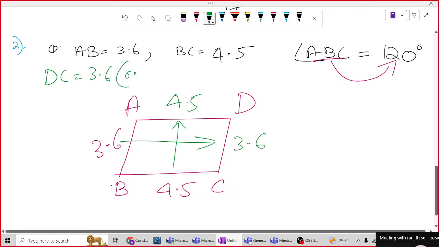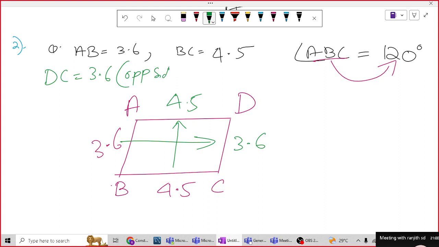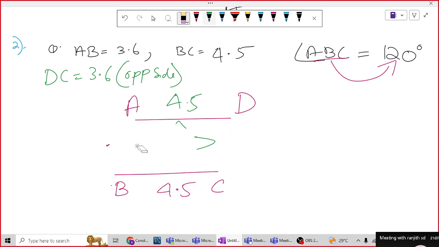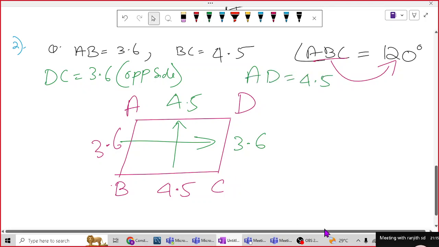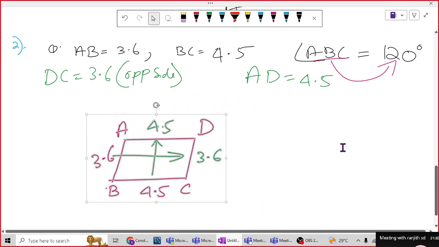And what is the reason you'll write? Opposite side. If BC is 4.5, which is the other side that is 4.5? AD. So you can just mention here, BC is given, you can mention AD is equal to 4.5. In brackets, you can write: opposite sides of a parallelogram are equal.